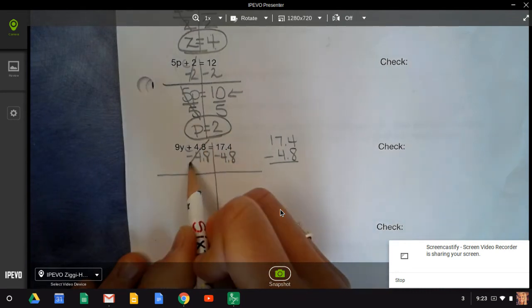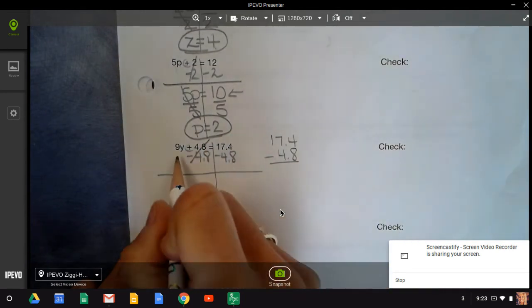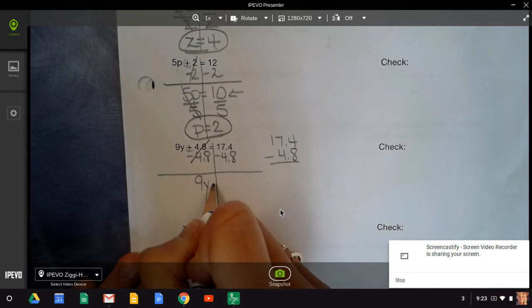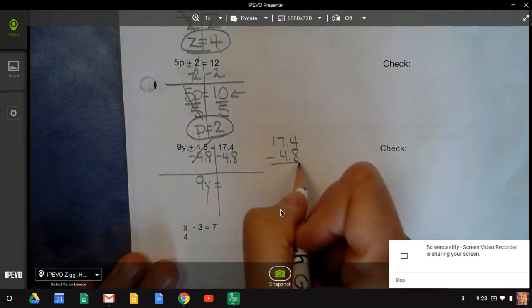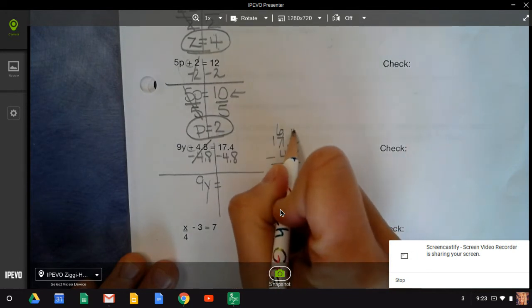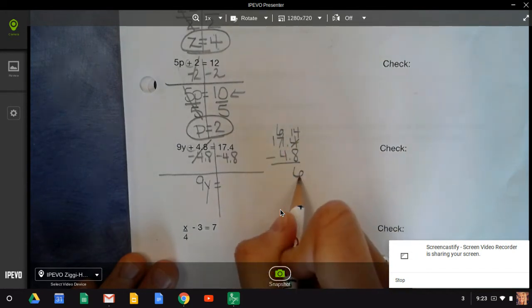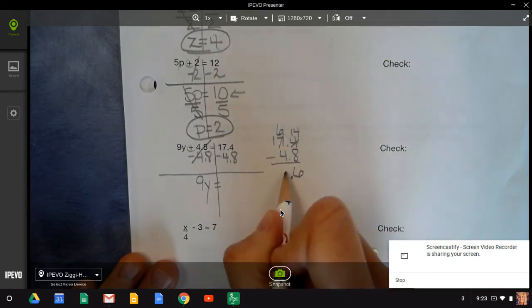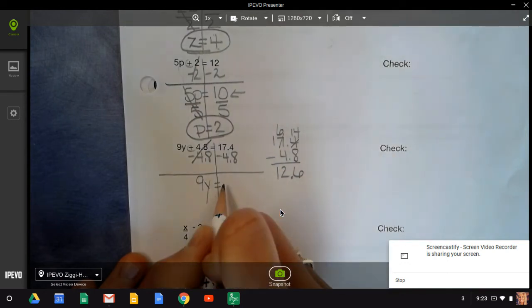You're going to cancel those out because they equal nothing. Bring down that 9y on this side. You're going to subtract these, and since I can't take 8 from 4, I'm going to borrow. I'm going to subtract 14 minus 6, drop the decimal. 6 minus 4 is 2, and I get 12.6.